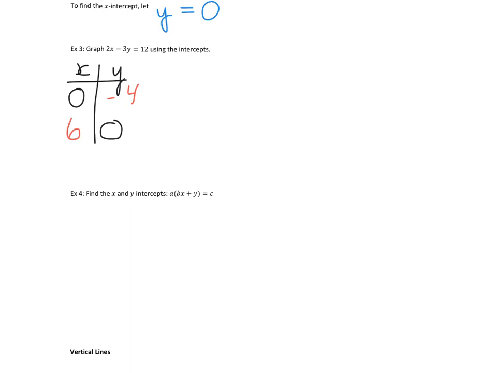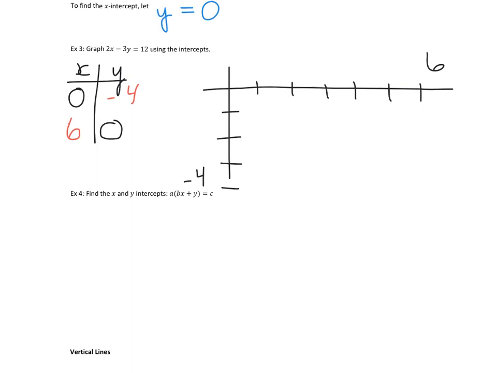All right, so we can do minimal work, sometimes, of course, when graphing using intercepts. So let's finish this problem up by graphing. 1, 2, 3, 4, 5, 6 is going to be our x-intercept. 1, 2, 3, negative 4 is our y-intercept. All right, so x equals 0, y equals negative 4, x equals 6, y equals 0, and then we have our nice line.